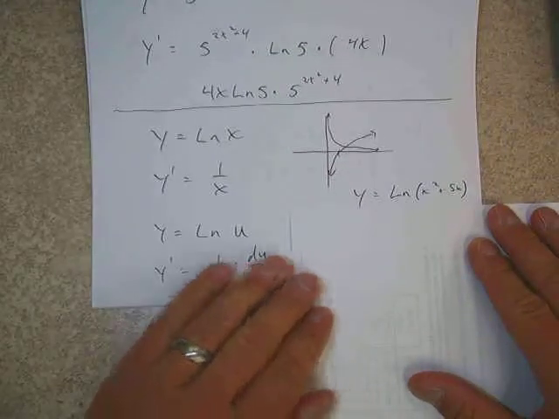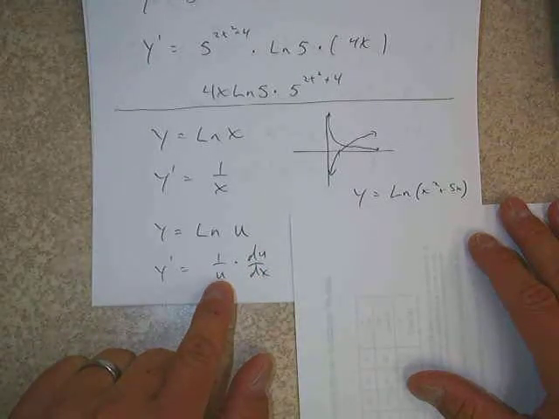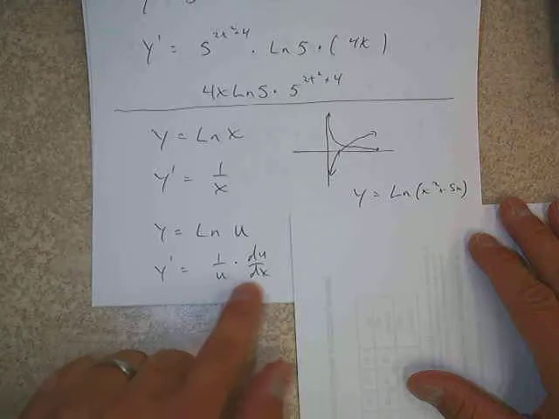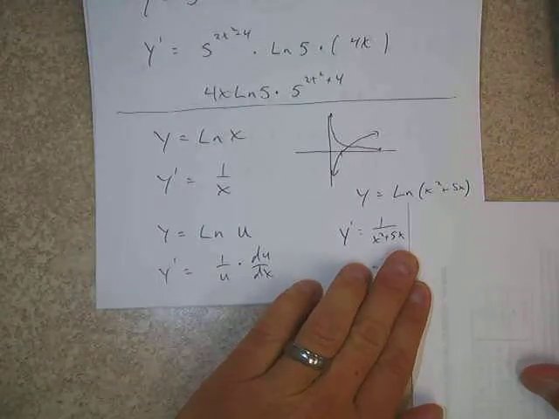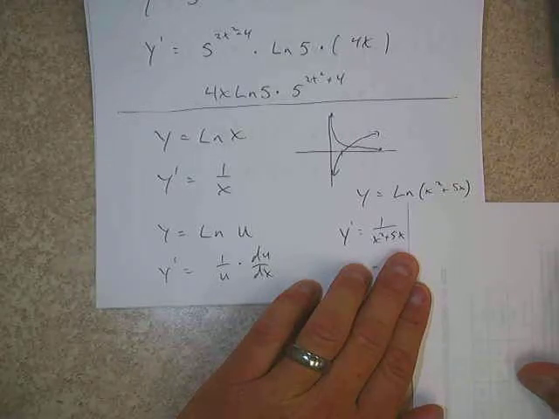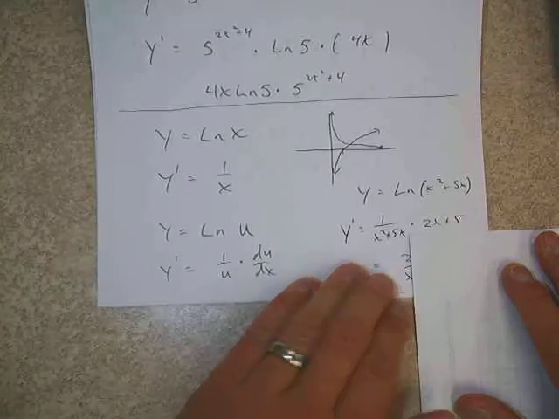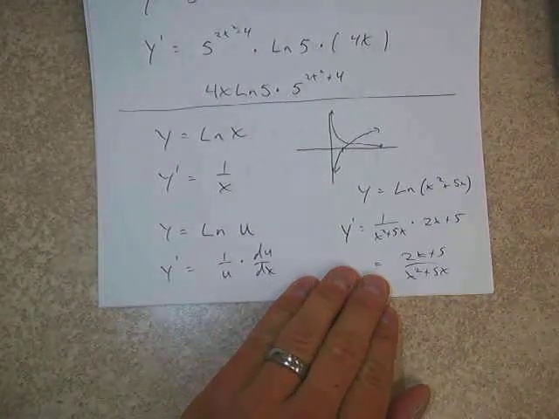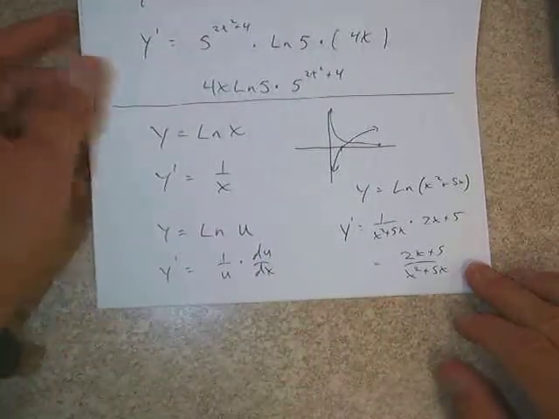Okay. So, using that, let's check out an example here. We have the natural log of x squared plus 5. That's something of the form ln u. So, in words, what I'd say to myself is 1 over the argument times the derivative of the argument. So there's our 1 over the argument part. And the derivative of the argument, of course, is 2x plus 5. So the final answer would be 2x plus 5 over x squared plus 5x.